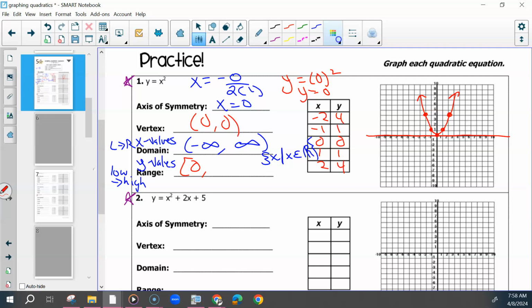What is our highest point? Where does this end? Infinity. Positive infinity, correct. So if I were to write this in, this is called set builder notation. I can say this starts at 0 and it's everything greater than 0, greater than or equal to. So that would be y is greater than or equal to 0.